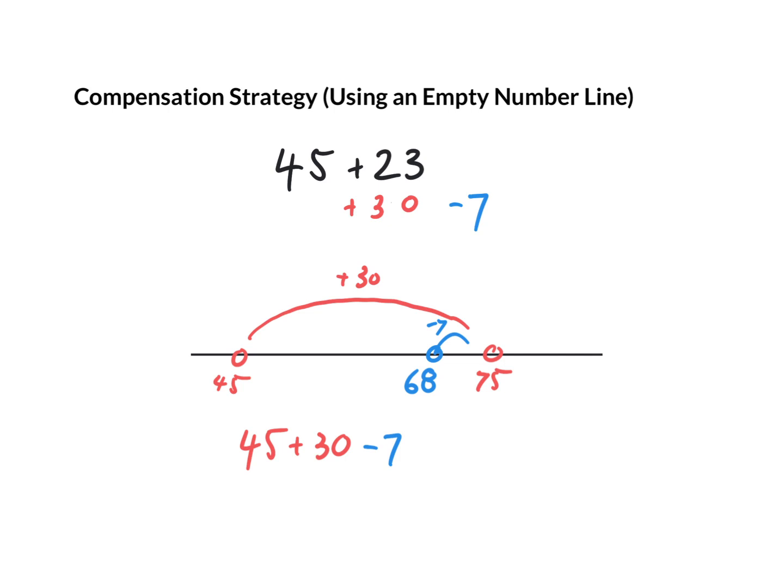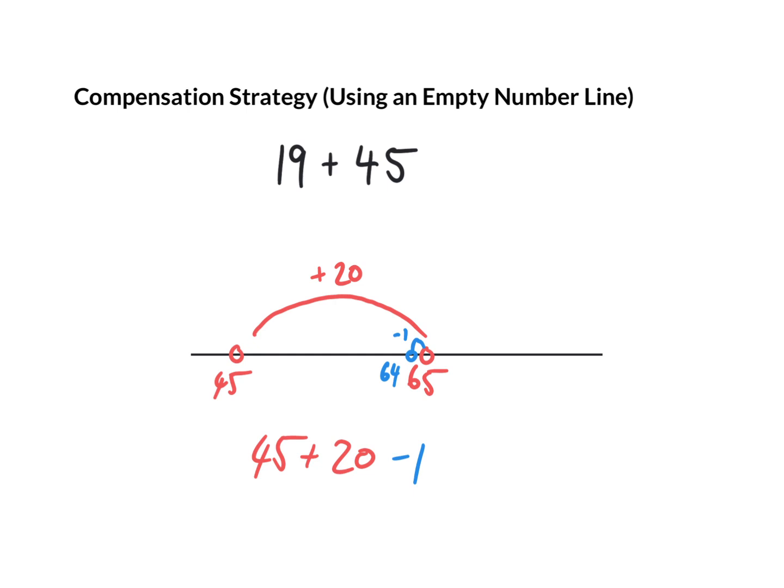So I start at 45 and I decide that I'm going to add 30 because I don't want to add 23, because I think 23 is a hard number to use. So I say to myself, 45 plus 30 is 75. And then I've decided that I need to go back to 23, so I've got to take 7 away. So 45 plus 23 is actually 68.